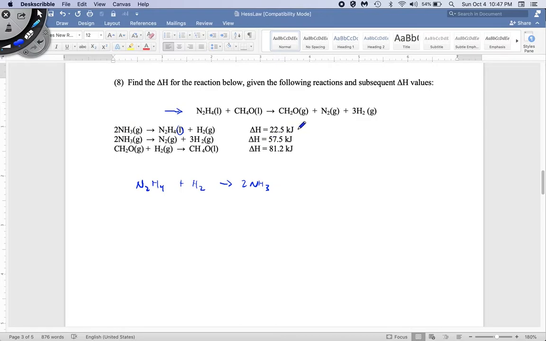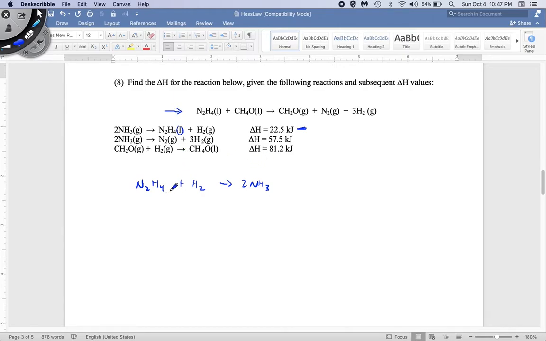I'm also going to write myself a note that I have flipped this thing, and I'm going to put a negative sign here. If I could squeeze it in over here, I would. But I just need some way to remind myself when I get to the end that this is not a positive 22.5 anymore. It's a negative 22.5.